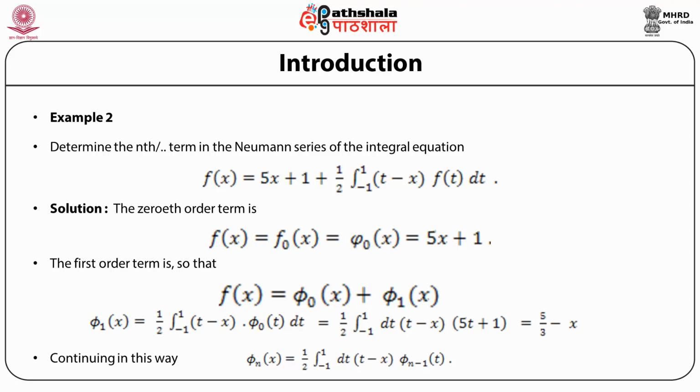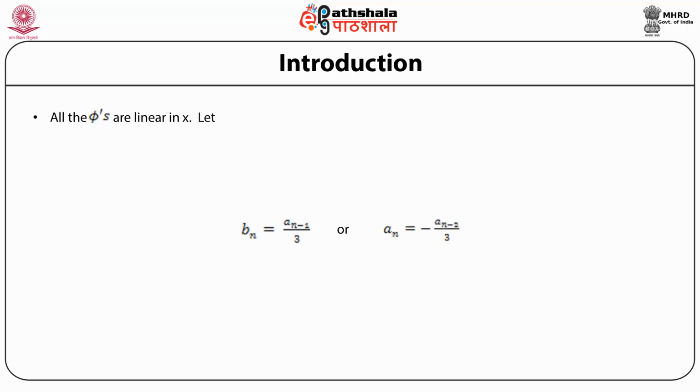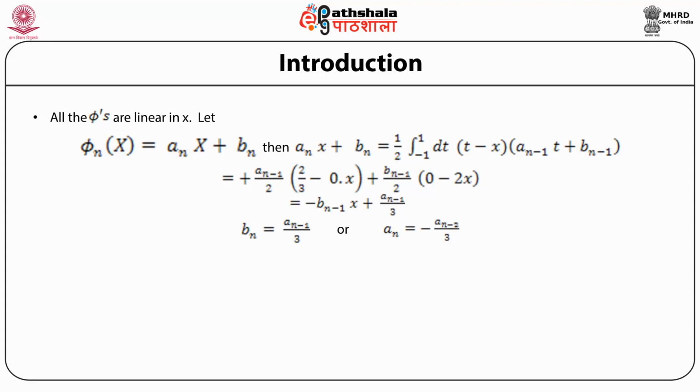Continuing in this way, phi n x is equal to 1 half integral minus 1 to 1 over dt of t minus x multiplied by the function phi n minus 1 t, where phi n minus 1 is the phi correct to nth order. All the phi's, remember, are linear in x. So since all phi's are linear, they are all of the type a x plus b. So let us write phi n x is equal to a n x plus b n.